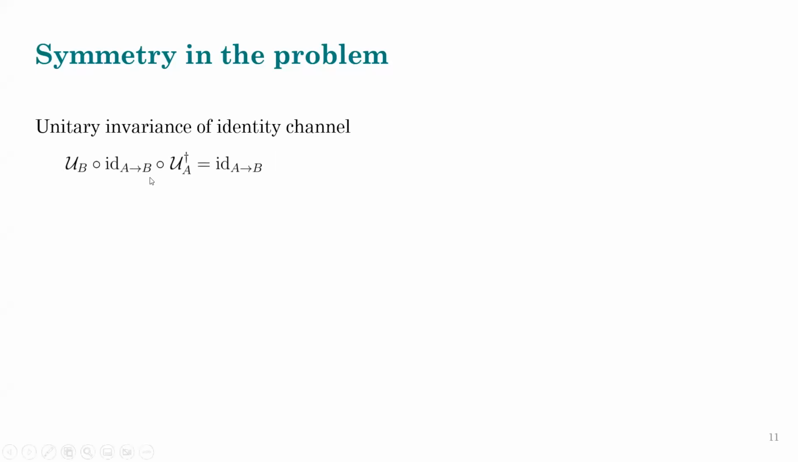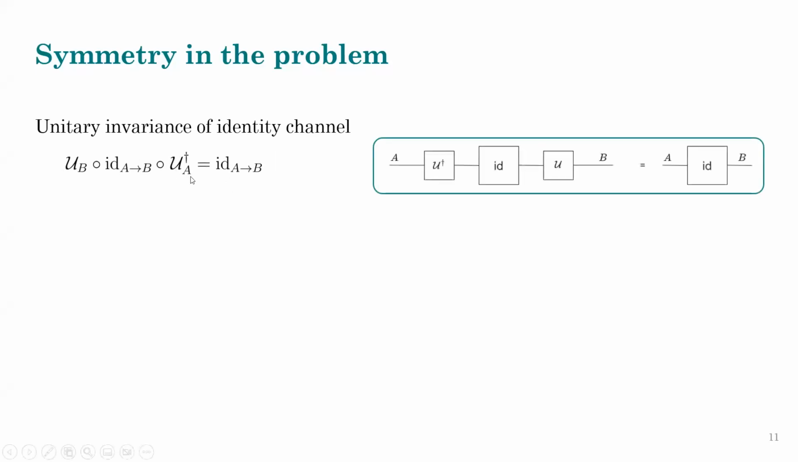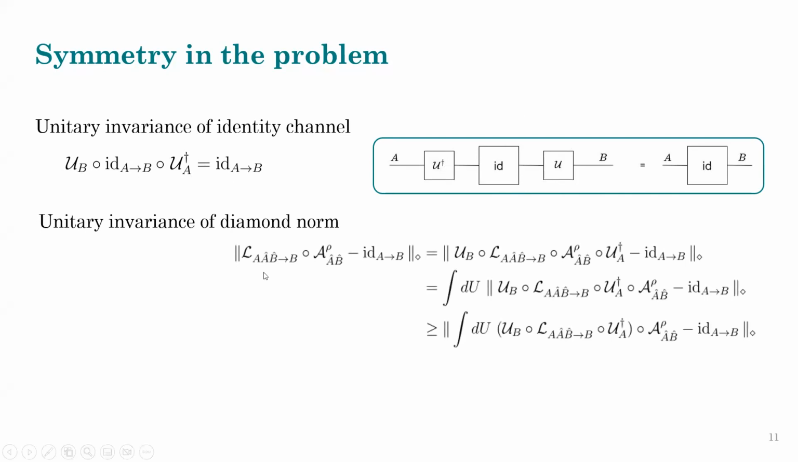We know that the identity channel has this symmetry: Alice can apply a unitary and send the information of the unitary to Bob, and then Bob can apply the Hilbert-Schmidt conjugate of that unitary, and that channel remains invariant under this condition. Also, we know that the diamond norm is invariant under unitary action. That means if we apply some unitary channel to both the channels that we're comparing, the diamond norm doesn't change. So we apply the sandwiching action to both the channels, the identity remains the same. And what we know is this symmetrized channel, this new channel, performs equally well as the original channel.